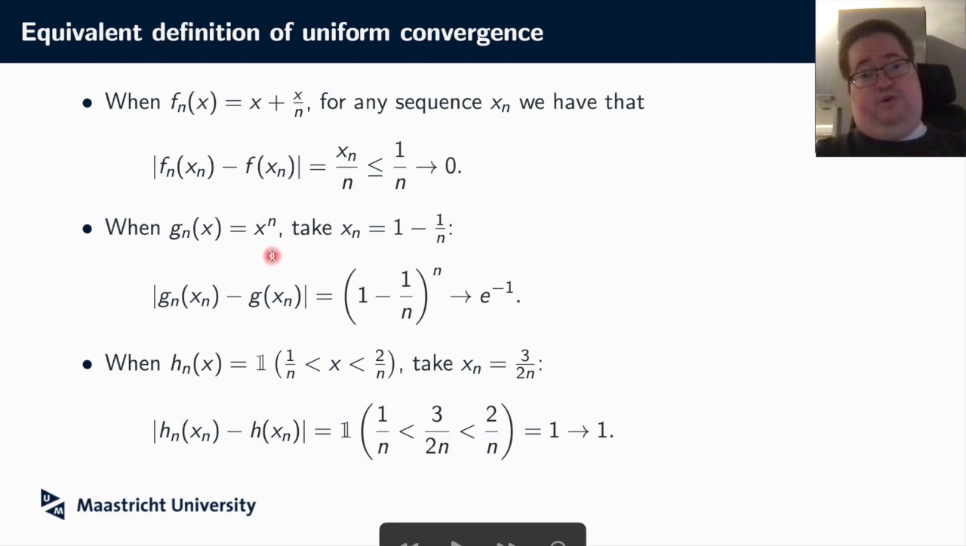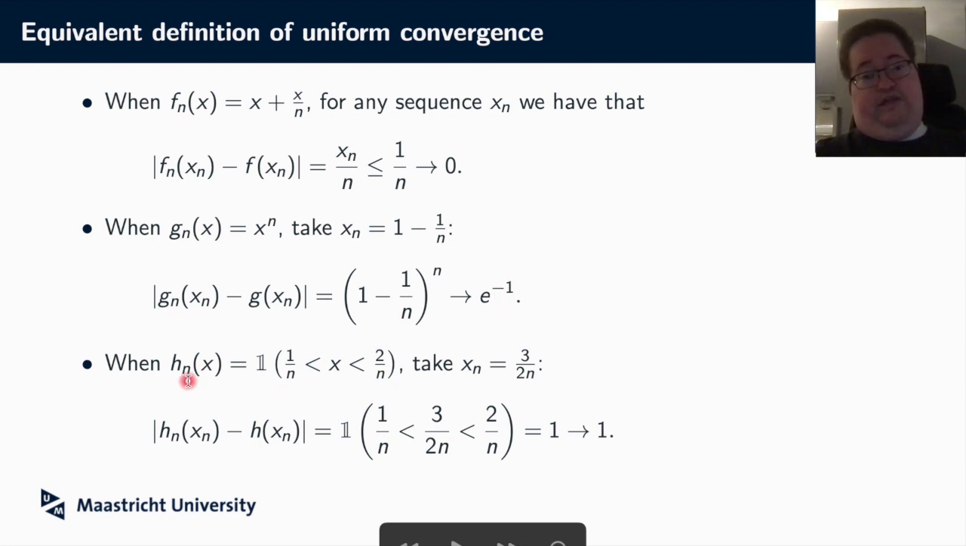But for the other cases, we could take those sequences. For instance, for x to the power n, what we could take is the sequence 1 minus 1 over n. Take that to the power n, and then we know that that converges actually to e to the power minus 1. Well, that is clearly not 0. So this particular sequence does the job.